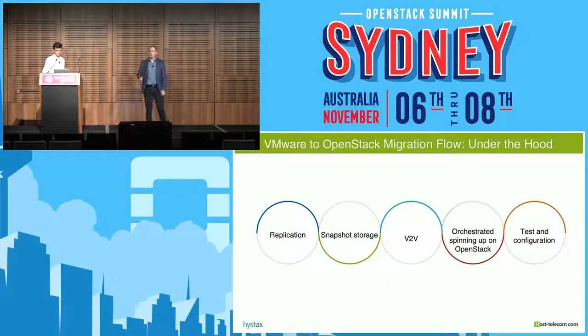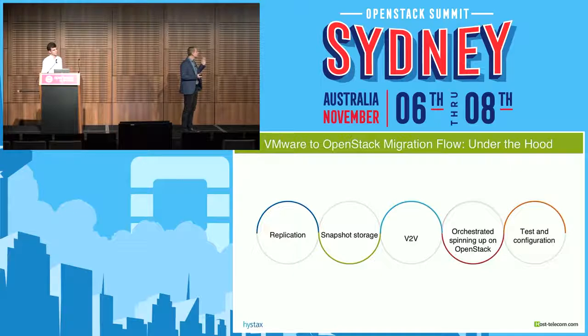OK, so if we speak about data flow and how the actual migration works, it consists of 5 stages. These are replication, snapshot storaging, V2V transformation, or virtual-to-virtual transformation, orchestrated spinning up of a migration on OpenStack, and testing and configuration of this migration.